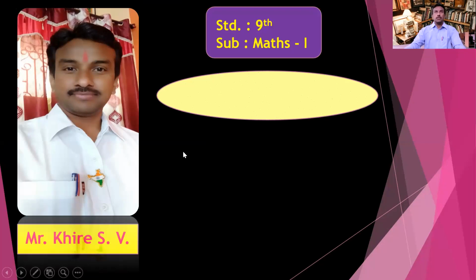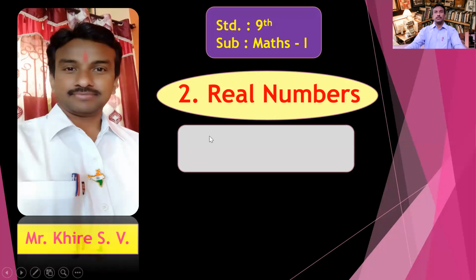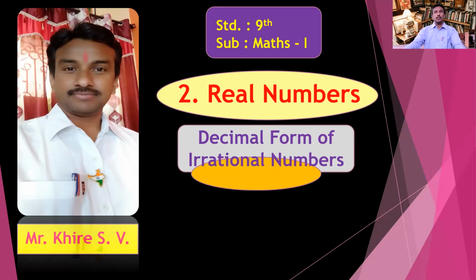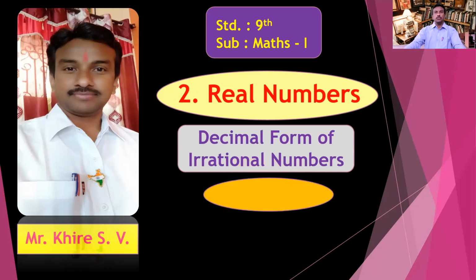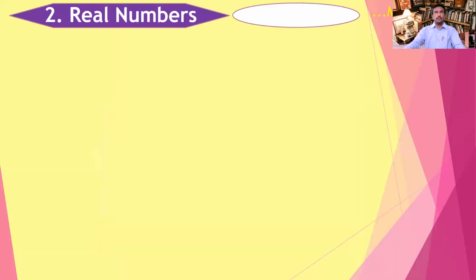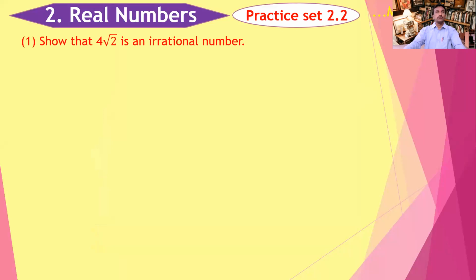Today we are going to start Standard 9, Subject Maths 1, Chapter number 2, Real Numbers. In that, the topic is decimal form of irrational numbers. Yesterday we saw the decimal form of rational numbers. Today we are going to see the decimal form of irrational numbers. In that, we are going to take some examples in practice set 2.2. So let's see practice set 2.2.